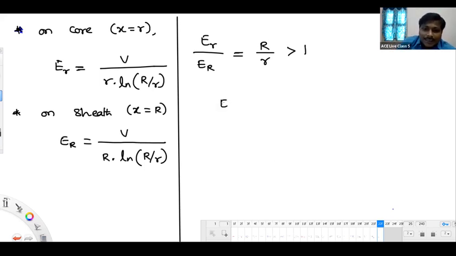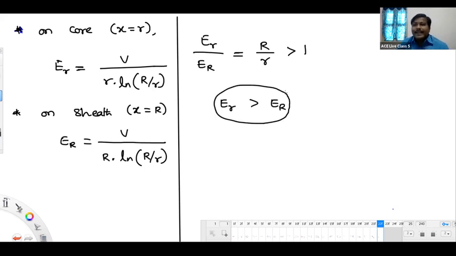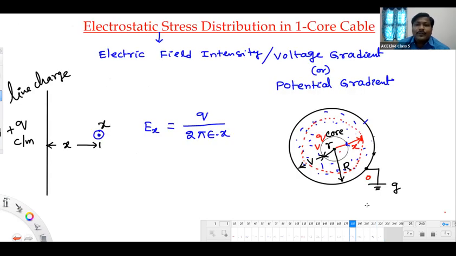The observation is that E small r is greater compared to E capital R. What's the meaning of this? Maximum electrostatic stress occurs on the surface of the core, whereas on the surface of the sheath we get the minimum electrostatic stress.